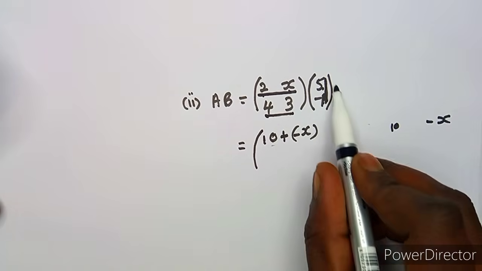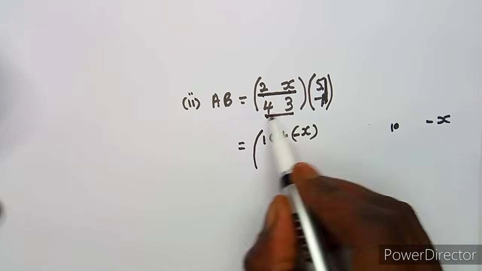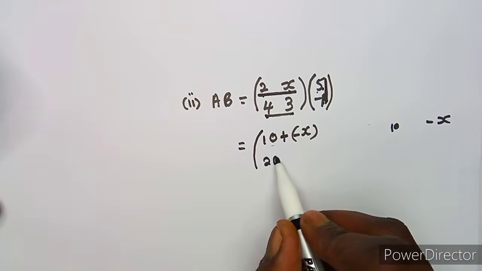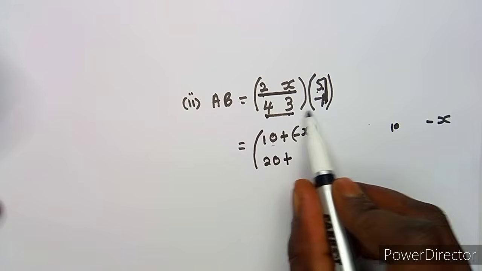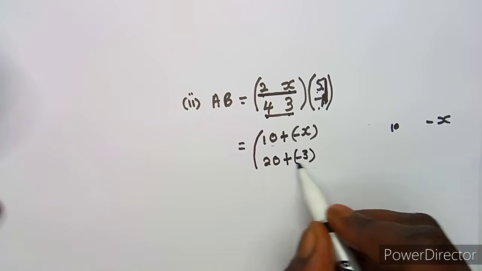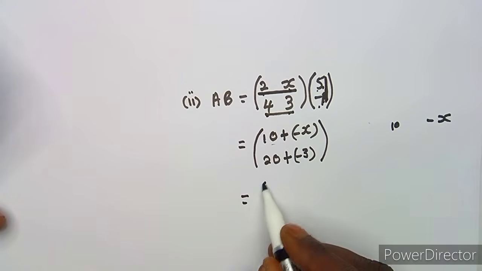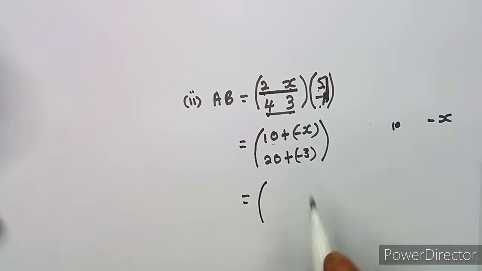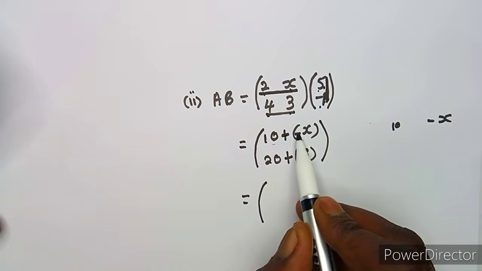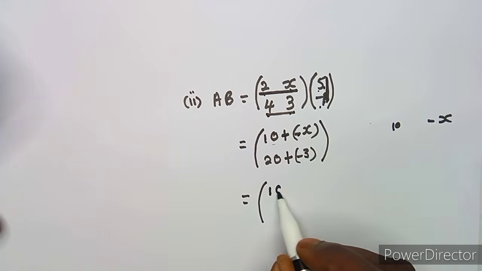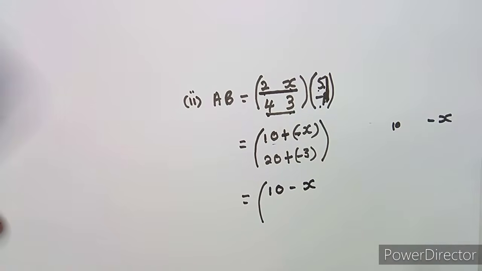Then we move on to this row and this column. You write it down now. So it's 4 times 5, which is 20, plus 3 times minus 1, which is minus 3. So which means we are going to have a 2 by 1 matrix there. So 10 plus minus, plus and minus gives us a minus. So it's going to be 10 minus x.